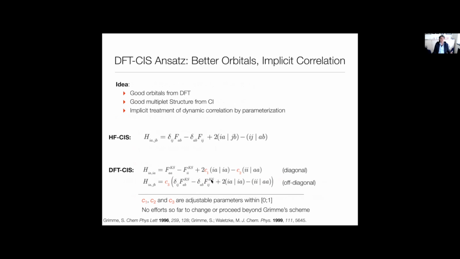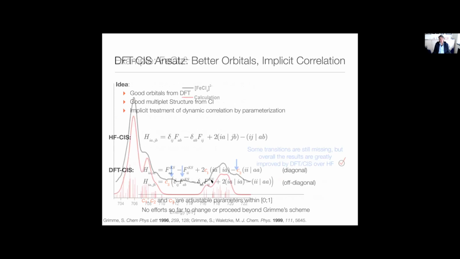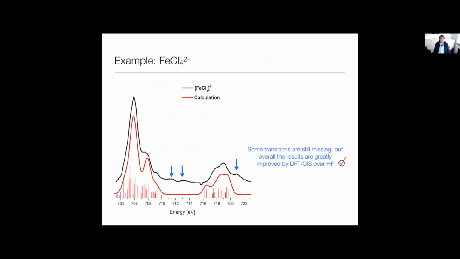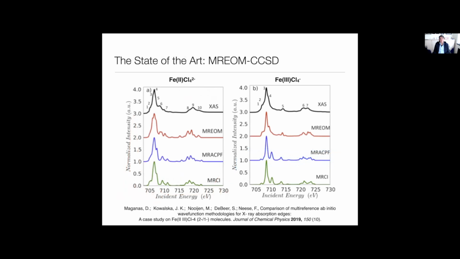And the ROCIS method itself is a pure ab initio method with the limitations that I've just mentioned. But of course, the DFT/ROCIS is then a more successful method, and there are still features missing here, but by and large, there is quite a lot of improvement in the qualitative shapes of these spectra.